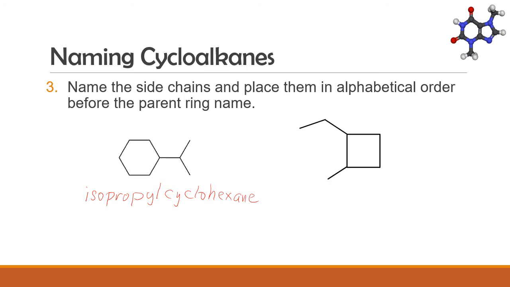cyclohexane. In this other structure, we have 1-ethyl, which comes before 2-methyl, and the parent name is cyclobutane. So our first structure is isopropyl cyclohexane, and the other structure is 1-ethyl 2-methyl cyclobutane.